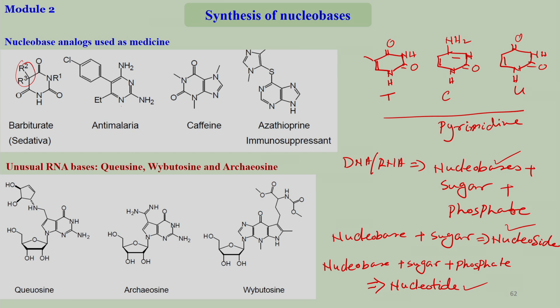Now, apart from those, there are a few unusual RNA bases present in RNA that we will see later on: queuosine, wybutosine and archaeosine. These are the structures. This is again a purine ring, a heterocyclic, fused ring structure. So, many of them are of a similar class. The need is of course to develop methodologies, or to synthesize these compounds in the laboratory. So, that is the background of it.